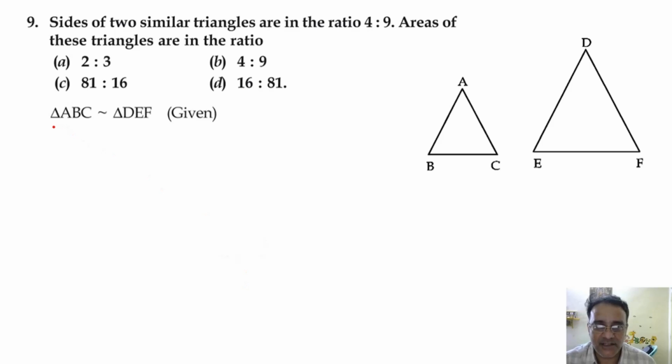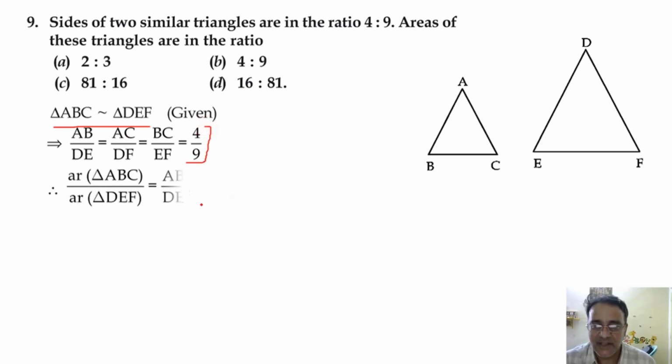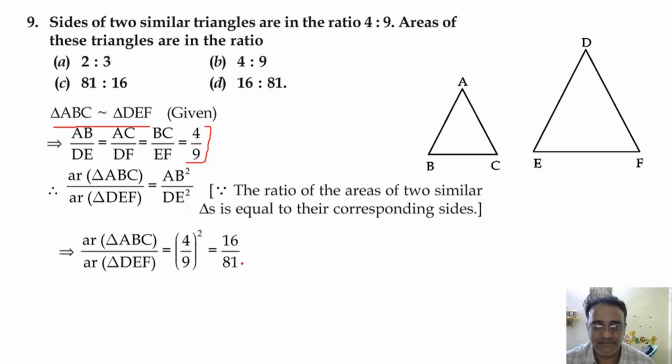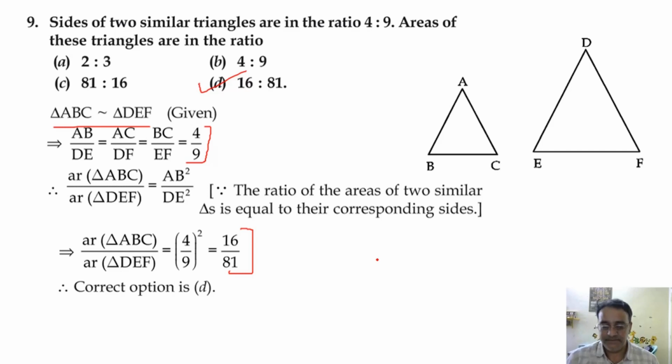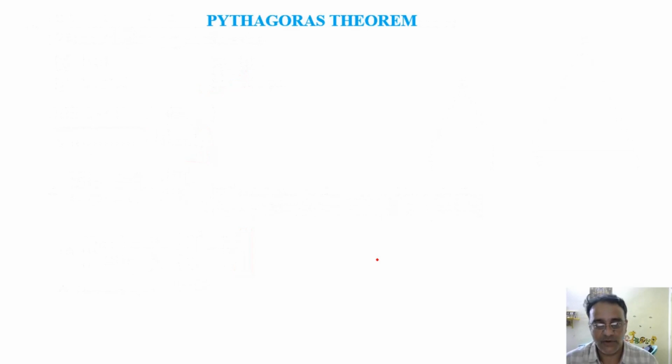So now these two triangles are similar, it is given. So AB upon DE is equal to AC upon DF is equal to BC upon EF is equal to 4/9. And the ratio of the areas of these two similar triangles is equal to AB square upon DE square, that is 4/9 whole square, 16/81. So correct option is D. Any doubt? No, sir. Okay.